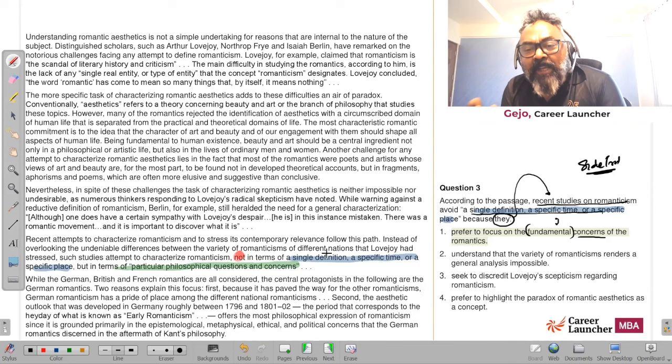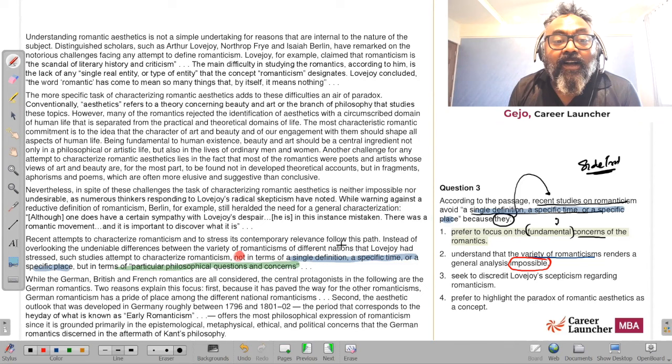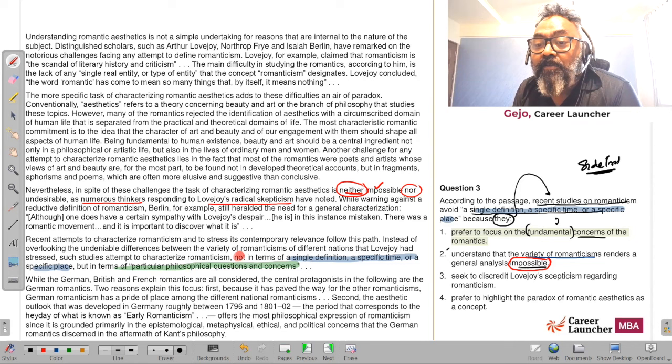But look at the other choices. Understand variety of romanticism renders a general analysis impossible. So now look at this. The numerous thinkers responding to criticism is basically saying that, look, it is actually desirable, whereas it is neither impossible. The word neither impossible nor desirable. And the recent attempt has basically said that not in terms of single definition, but in terms of broader ideas. So the word impossible makes that. Okay, now this is the sidetrack.